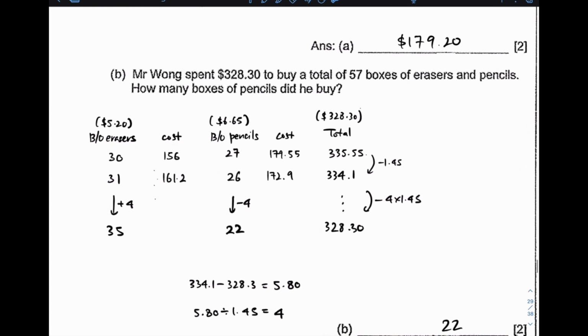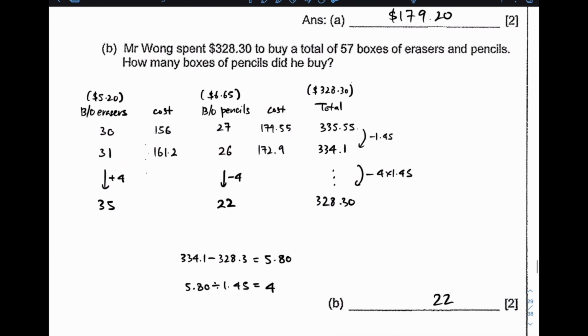So if we look at this, boxes of erasers each cost $5.20, and boxes of pencils each cost $6.65. Now let's just make a guess. Just make sure the total is 57, yeah? So I'm going to guess 30 and 27. If you look at this, that's too much. So let's reduce, shall we? Which one is more expensive? The pencils, right? So we reduce this by 1 and increase the number of boxes of erasers by 1.